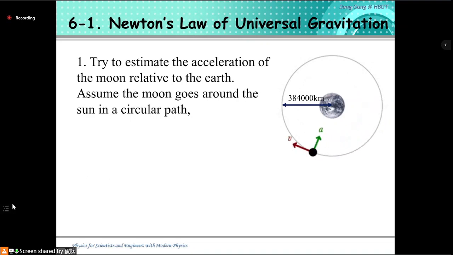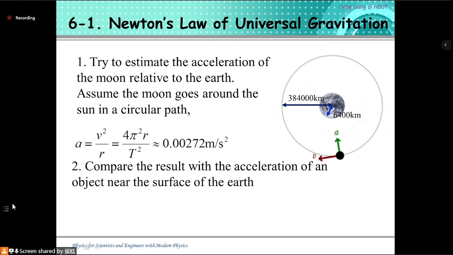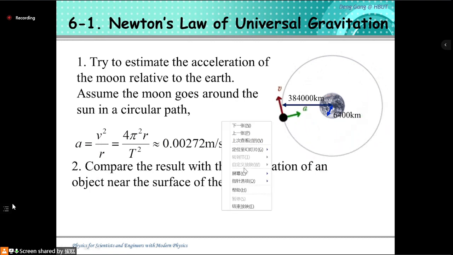we know the distance from the center of the Earth to the moon, and we know the radius of the Earth, and we can calculate the acceleration of the moon. So it's equal to v squared over r, and here we know v. Okay, here, sorry, let's use a.